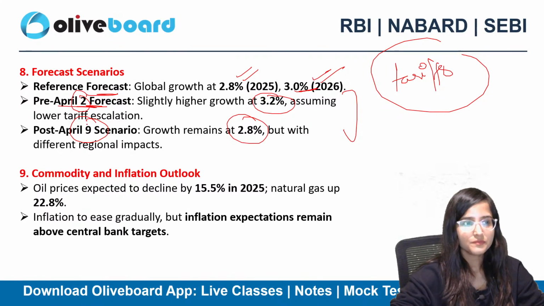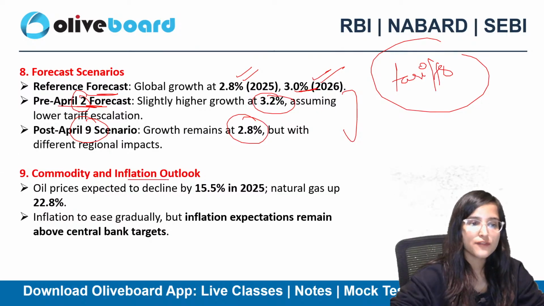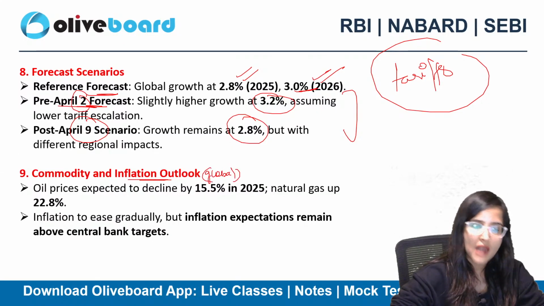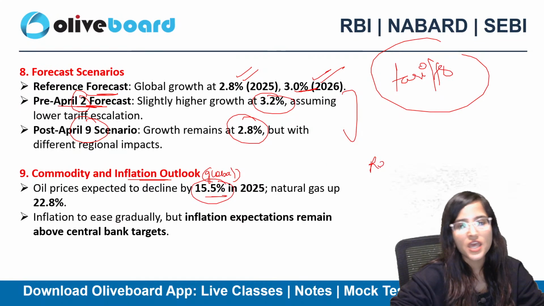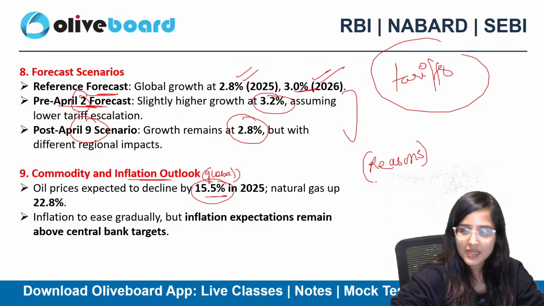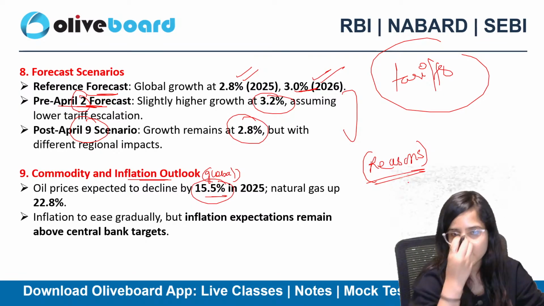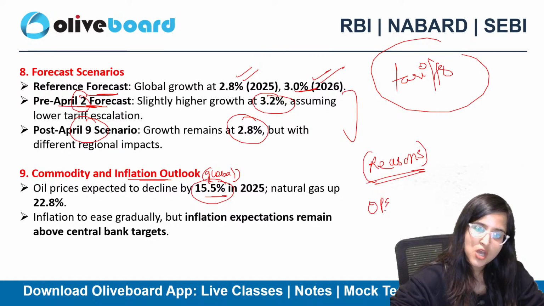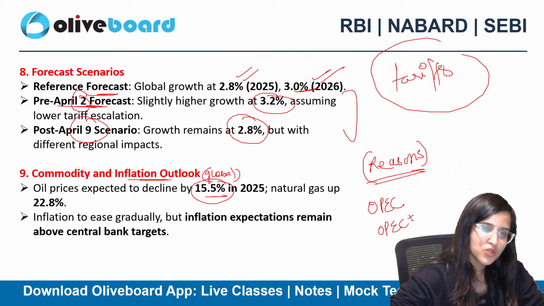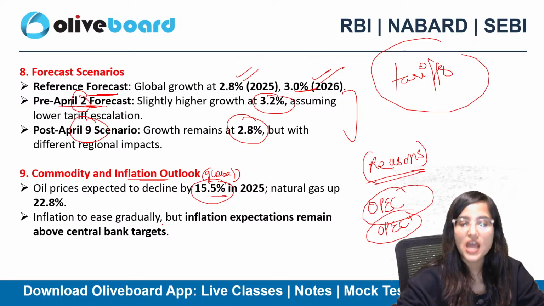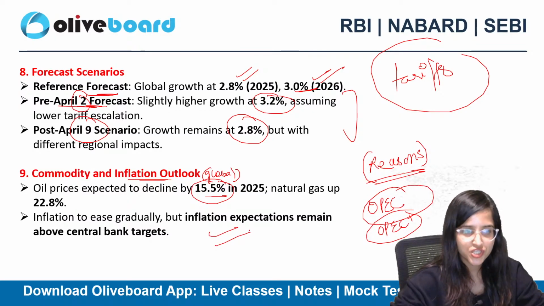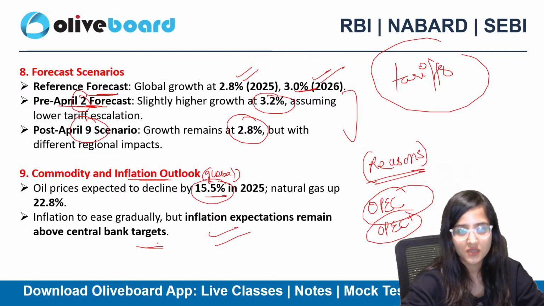Okay. Then the commodity and inflation outlook, at the global level, again I'm reminding you this is all at the global level. Oil prices are expected to decline by 15.5%. The reasons, if you are following my Live Mint analysis, then you know the reasons. What are the reasons? OPEC plus, what is happening in this cartel, you know about it, right? Inflation will ease gradually, but inflation expectations are above the central bank targets.